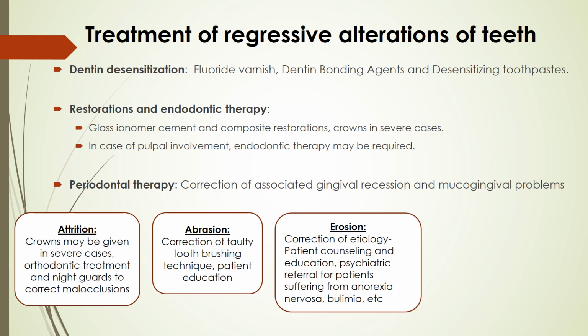The first step in treating any regressive alteration is finding the etiology. For example, in the cases of erosion, referral to a physician in cases of GERD, or for psychological counseling in the case of anorexia, reduction in alcohol intake in case of erosion associated with alcoholism, or any kind of occupational therapy, etc. may be required.